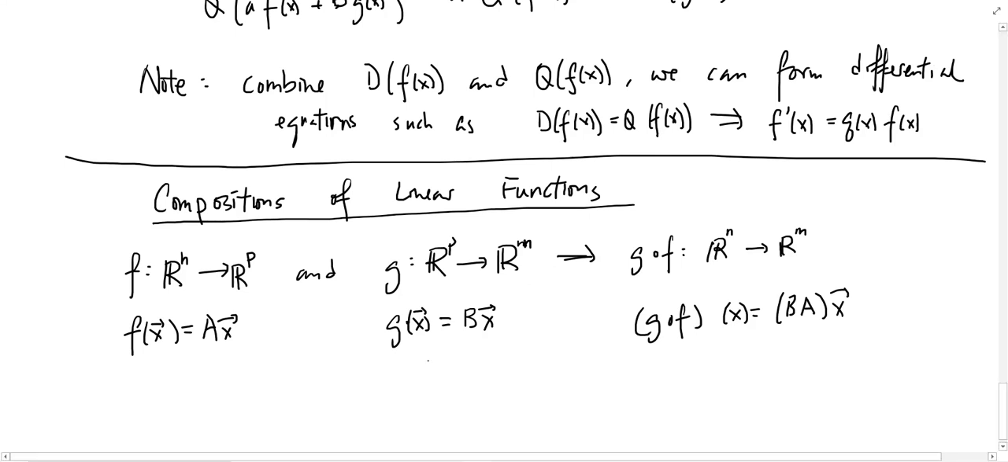Notice that it works out because the matrix A is a p by n matrix, and matrix B is an m by p matrix. So when you do B times A, it is m by p multiplied by p by n, and therefore forms an m by n matrix, which works out perfectly for the function g composition f that we defined. So that's nice and simple. But remember, that goes from Rn to Rm.